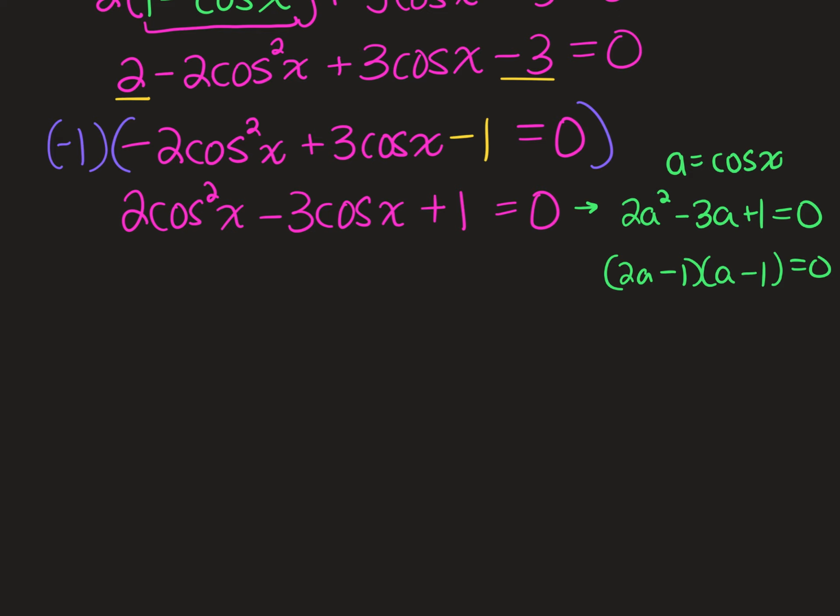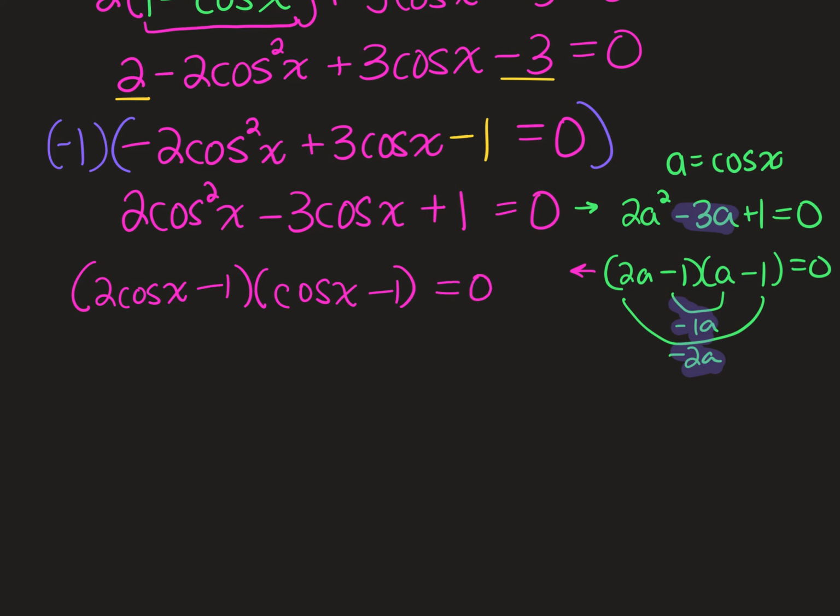And then it doesn't hurt to check, right? -2a minus 1a. And does that equal -3a? Yes, it does. So this is the same as what we get when we add those together. Okay, so we have factored it with variables. Now let's turn that back into trig functions. So 2a means 2 cosine minus 1 times cosine minus 1 equals 0.